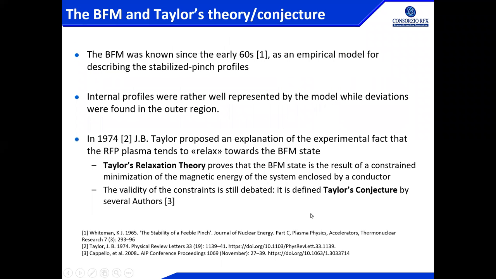But for the theoretician, it was not satisfactory, which is correct. And now I am touching Taylor's theory, which is still at the center of a debate these days. And people, in fact, are calling this a conjecture instead of a theory. Taylor basically tried to borrow experiments and ideas from theory to explain this BFM and the fact that this mu profile was constant. And so his relaxation theory tries to prove why the BFM works so effectively. But it is still, as I said, called a conjecture. And I will tell you why in a few minutes.